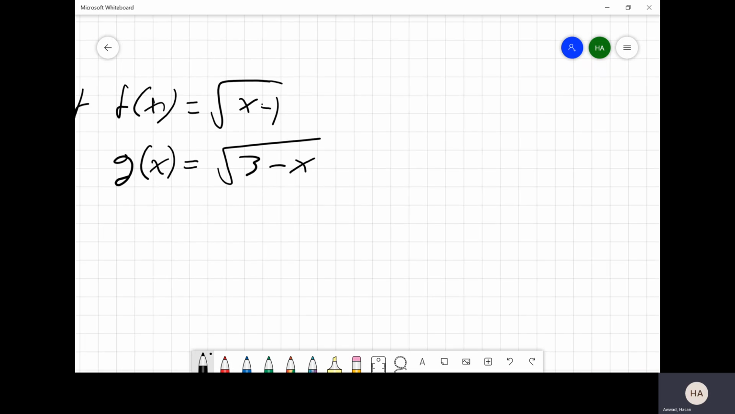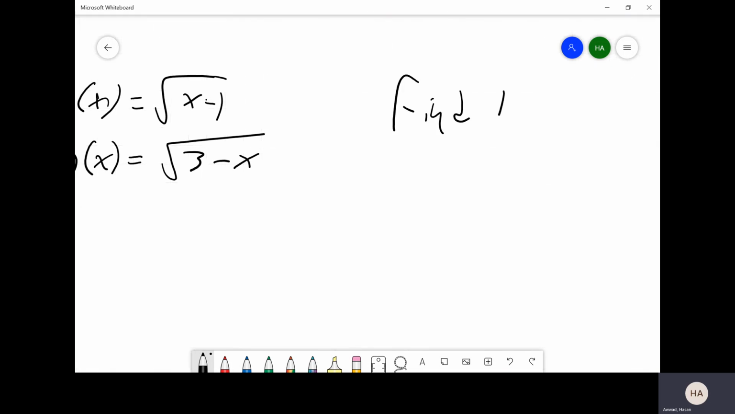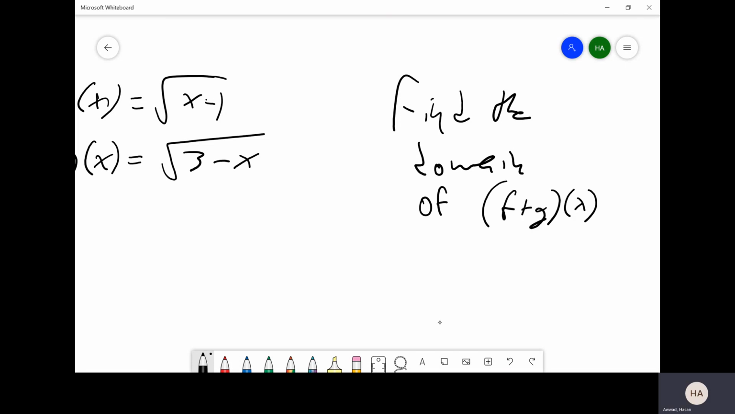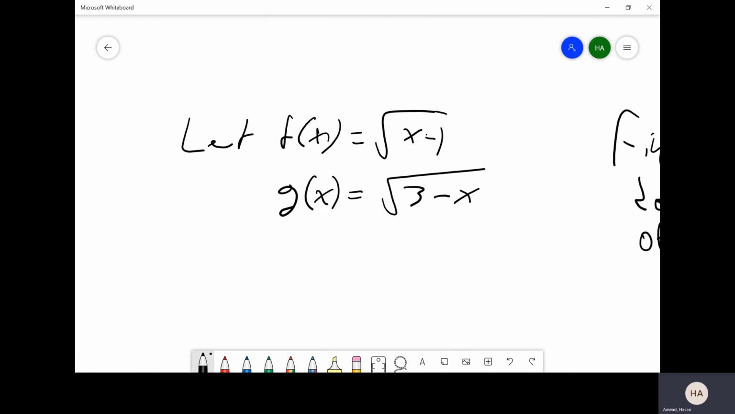Okay, so what I want to do is find the domain of f plus g of x. This is now going to be a combined function. We're taking two functions, adding them together, and trying to find the domain of the new function, f plus g of x. What you have to do to solve this is find the domain of each function individually. That means finding the domain first of f of x, and also finding the domain of g of x.